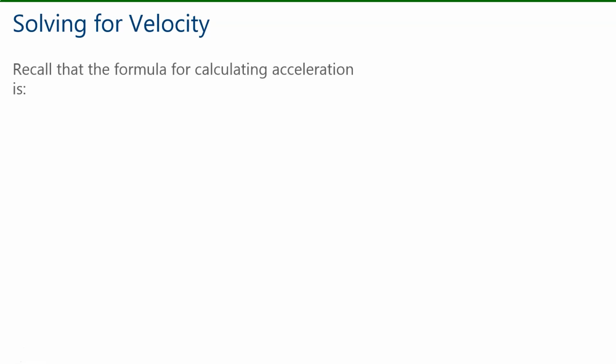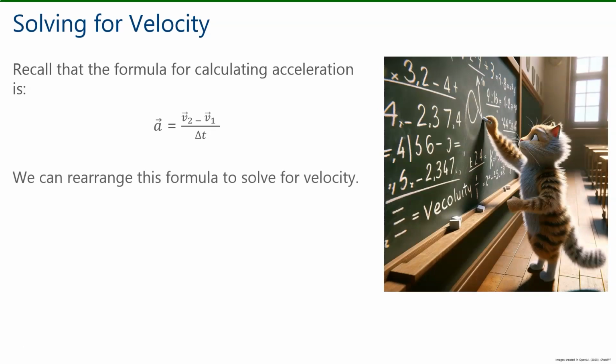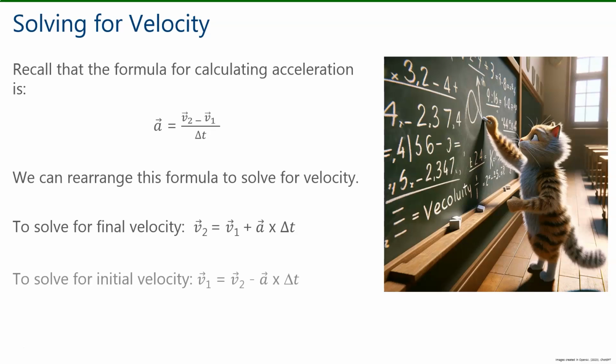Recall that the formula for calculating acceleration is a equals v2 minus v1 divided by delta t. We can rearrange this formula to solve for velocity. To solve for final velocity, it would be v2 equals v1 plus a times delta t. To solve for initial velocity, we can rearrange it to be v1 equals v2 minus a times delta t.